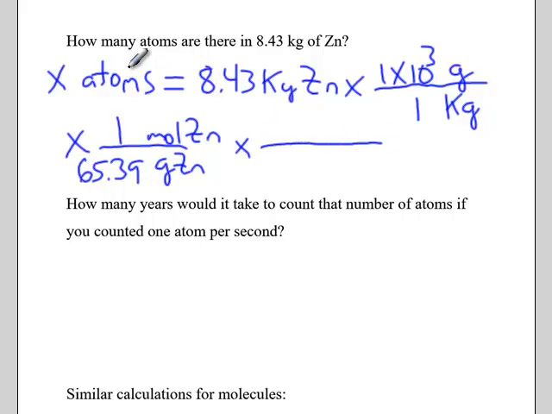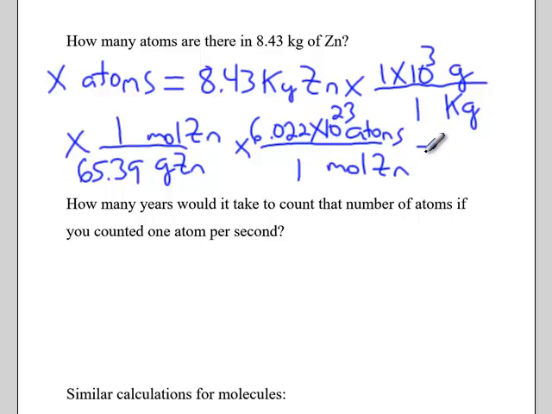And then this problem is asking us to go all the way to atoms. So we can turn moles of zinc into atoms. 1 mole is Avogadro's number. So this is 7.76 times 10 to the 25th atoms.